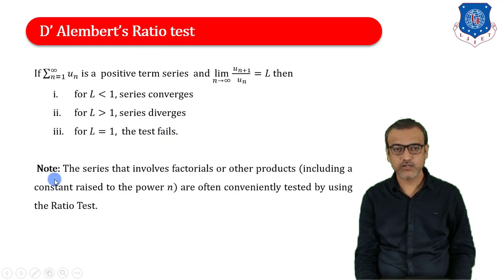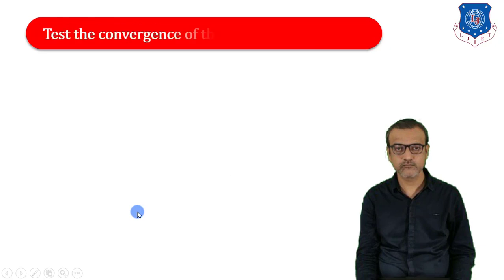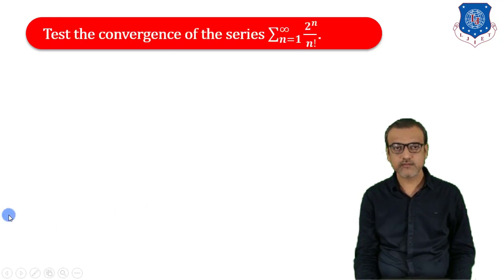Now you have to note down the important point. The series that involve factorials or other products, including a constant raised to the power n, are often conveniently tested by using the ratio test. Now we will see some examples related to this topic.